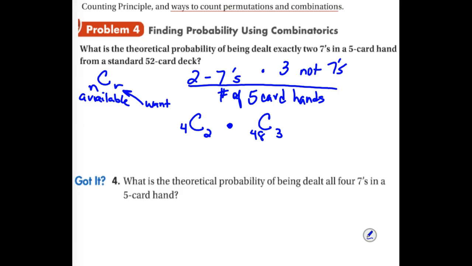Okay. Now, how many ways can I get a 5-card hand? Well, how many cards are available? 52. And how many do I want? I want 5. So the denominator would be 52C5. Questions on that setup?